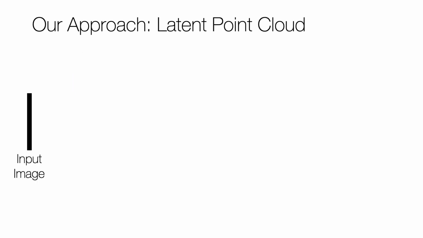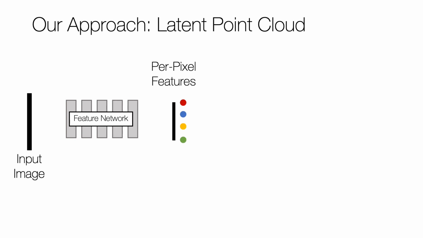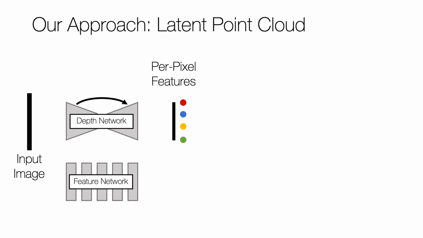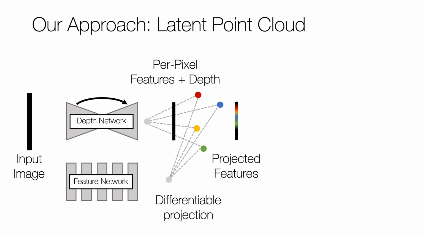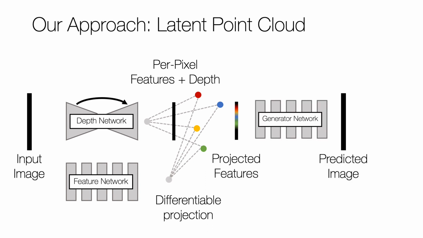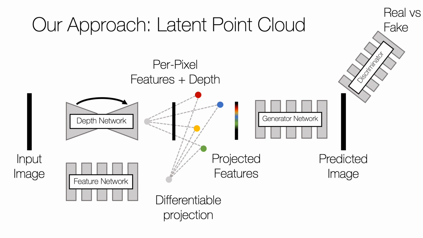A feature network encodes an image and produces per-pixel features. A depth network predicts depth for each pixel, producing a 3D point cloud with features assigned to each point. This 3D point cloud is transformed under the target viewpoint transform and rendered in the new view. The projected views are passed through a generator to produce the final image, while at train time a discriminator makes sure the output looks natural.